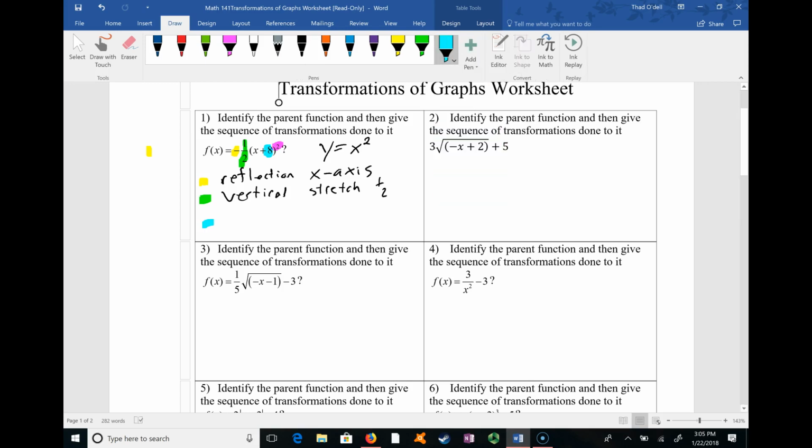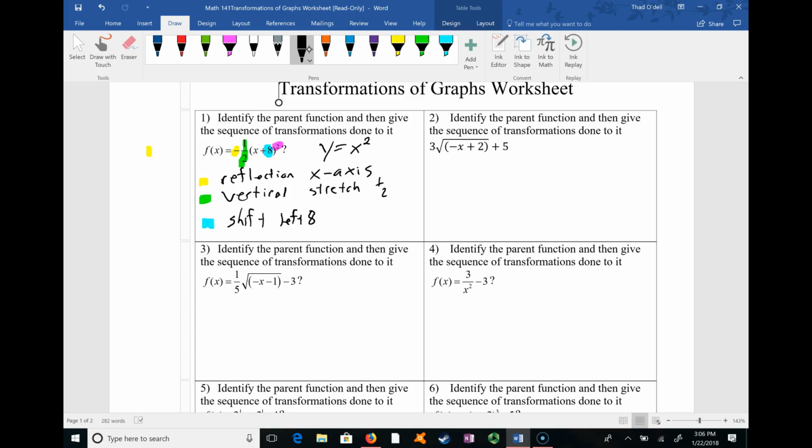With the blue, that's adding on the inside, so that means it's going to be a shift. And because it's adding, remember we have that opposite effect going on there. So that would be a shift to the left 8. And that's it.